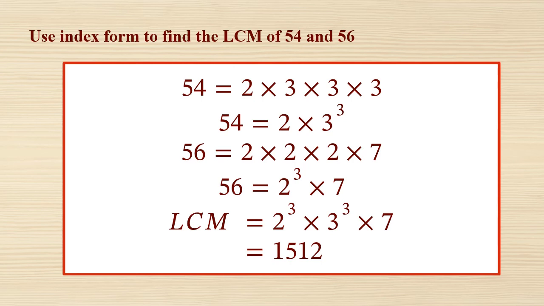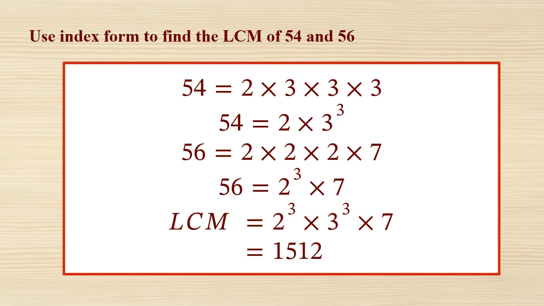54 can be expressed as a product of prime factors as 2 times 3 times 3 times 3. That is, 54 is equal to 2 multiplied by 3 raised to the power of 3. And 56 can be expressed as 2 times 2 times 2 times 7, which is 56 is equal to 2 raised to the power of 3 multiplied by 7. So the prime numbers with the highest power are 2 raised to the power of 3, 3 raised to the power of 3, and 7 raised to the power of 1.